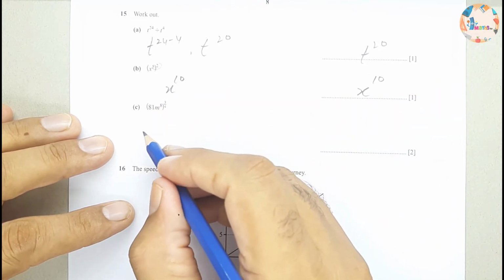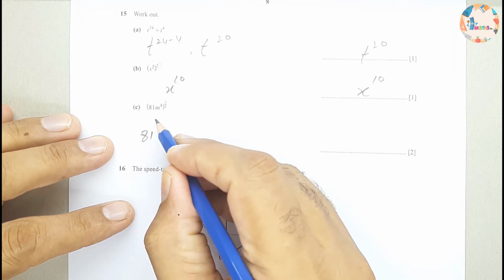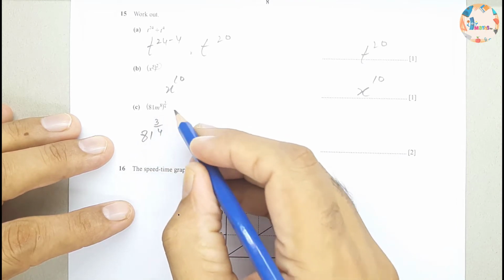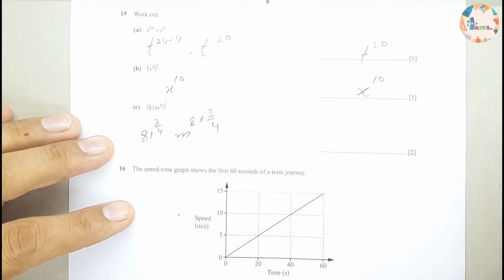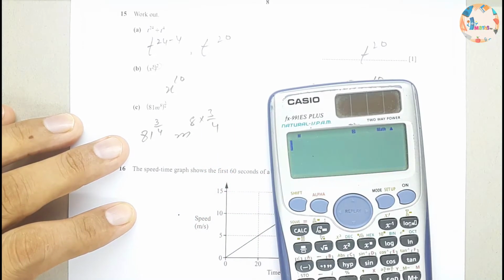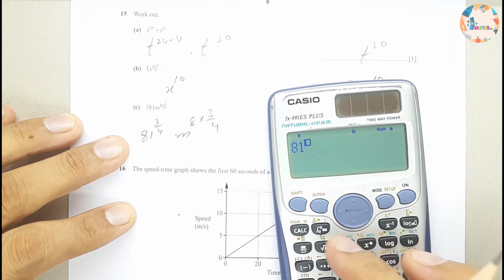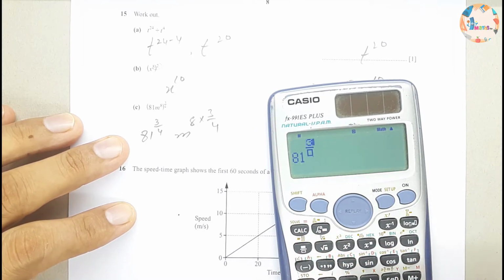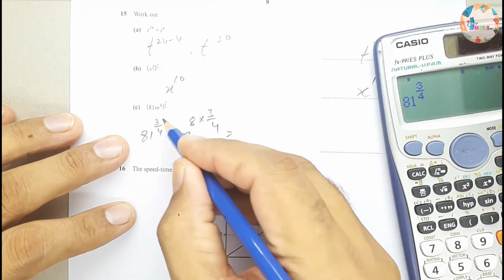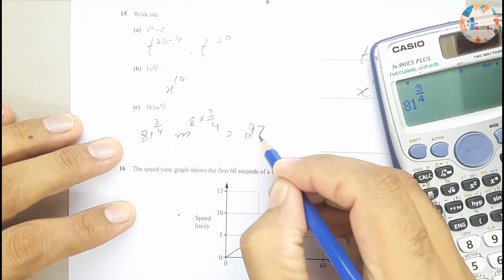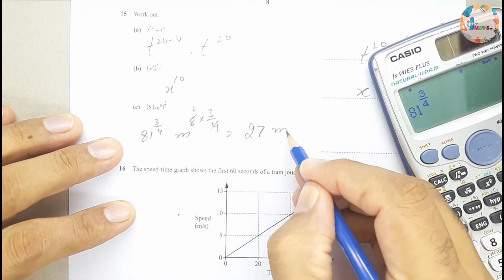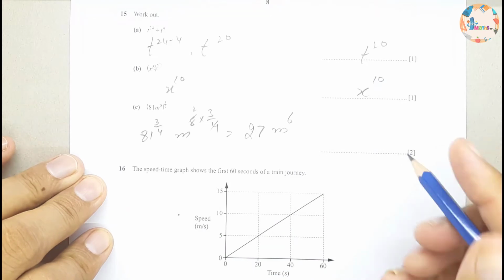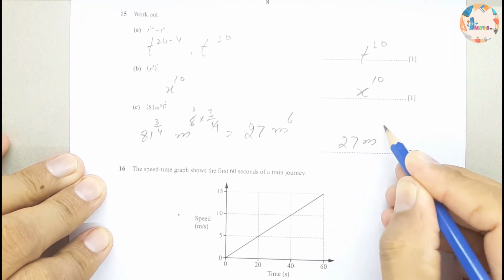And separating power for 81 raised to the power 3 by 4. Separate power, we can write m raised to power 8 into 3 by 4. So 81 raised to power 3 by 4 we can check with the help of a calculator, 81 to the power 3 over 4, and this will be equal to 27. So this portion we have solved with the calculator, which is 27, and 4 2s are 8 and 2 3s are 6. So m raised to power 6. So this will be our answer, 27 m raised to the power 6.